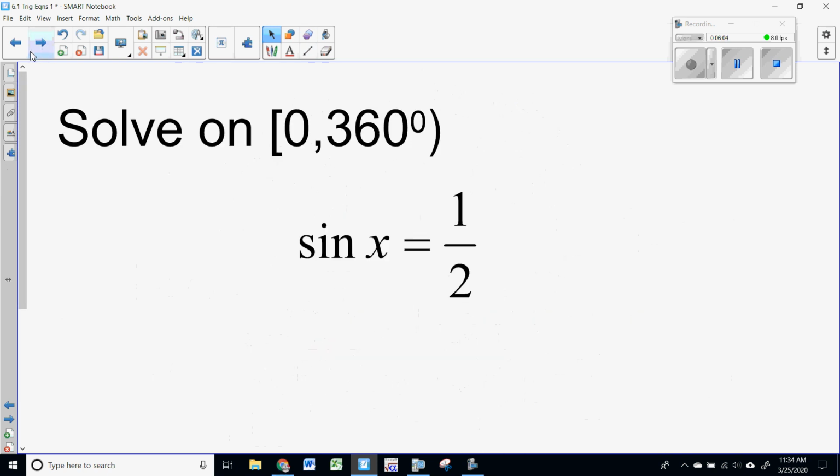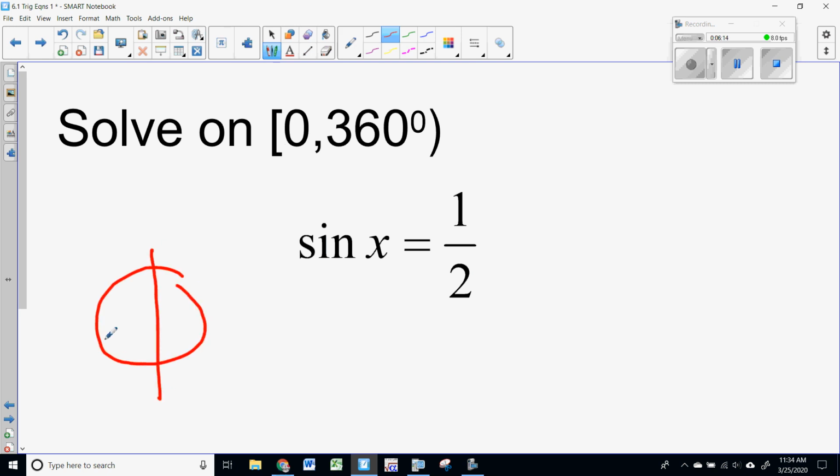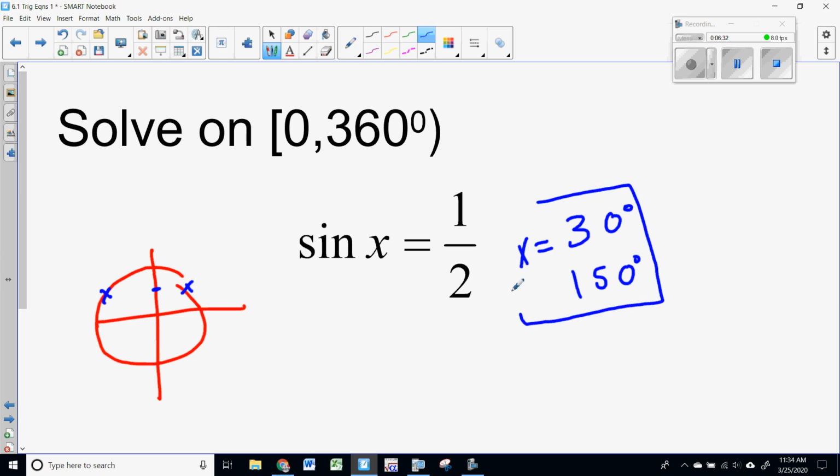So let's go back to sine is 1/2. And what this is going to mean is, if you think about, and I like to draw pictures, as you know. So if we think about our unit circle, sine is the y coordinate. And there are 2 places where sine is 1/2, 30 and 150. So we are only finding answers on the unit circle, 0 to 360. We're not finding all solutions. We're just on the unit circle.